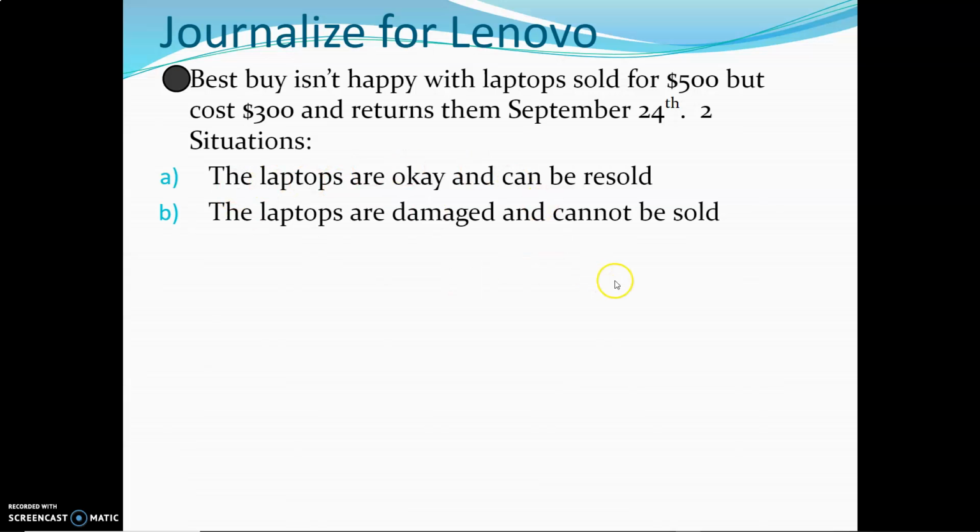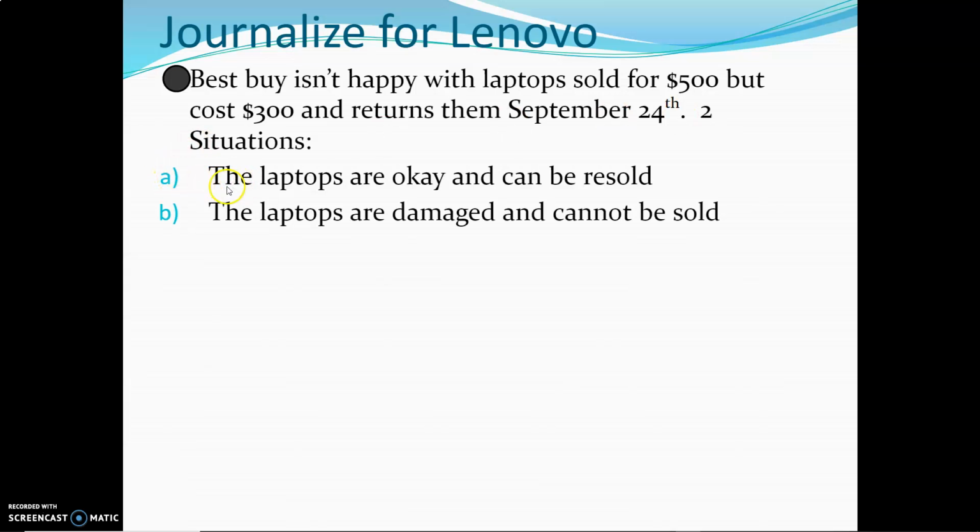Jumping right into our second example, we are going to be journalizing some entries for Lenovo for returned goods. So Best Buy isn't happy with the laptop sold for $500, but they cost $300, and returns them September 24th. There are 2 situations in this case.